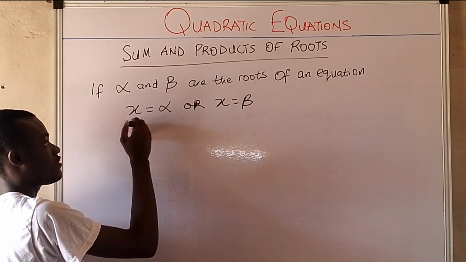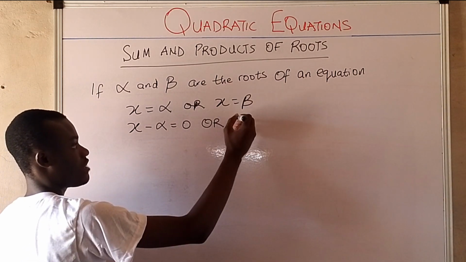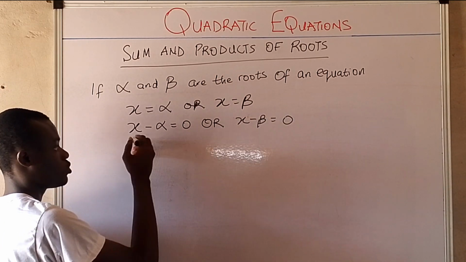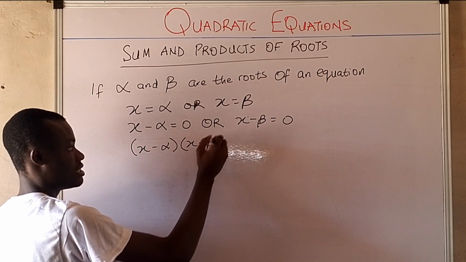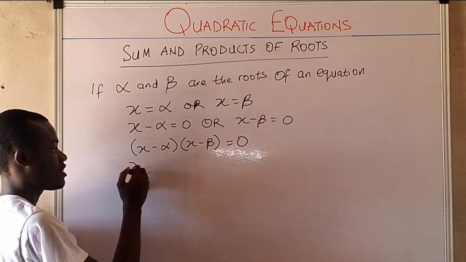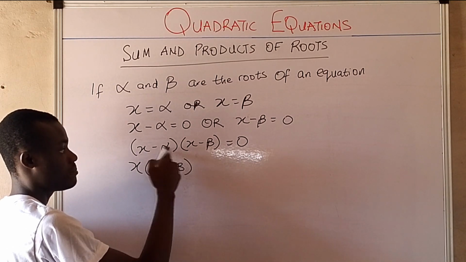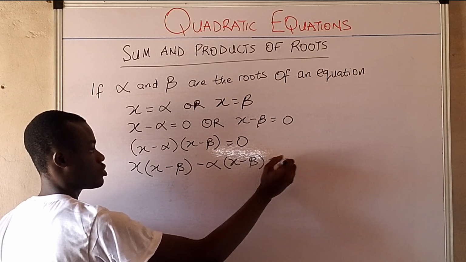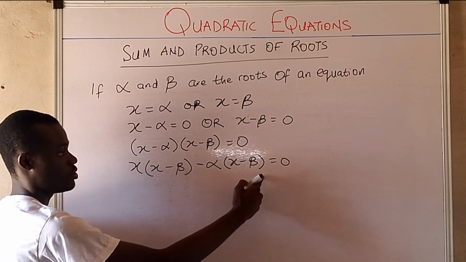When I take alpha, I have x minus alpha is equal to 0, or when I take beta, I have x minus beta is equal to 0. Since they are both equal to 0, I'll place them in brackets: x minus alpha and x minus beta, and they are equal to 0. Then I expand this bracket. As x multiplies this entire bracket, x minus beta, then minus alpha will multiply this entire bracket, x minus beta, is equal to 0. Recall, x multiplies this bracket, then minus alpha multiplies this bracket. So that's what we have on this side.